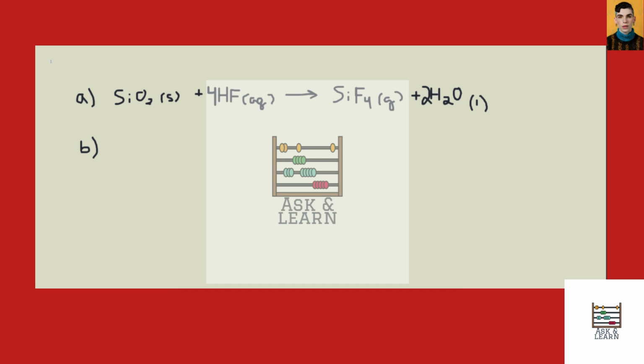And then part B, it basically tells us that to form solid calcium fluoride, you can react aqueous solutions of calcium chloride and sodium fluoride, and you would also produce aqueous sodium chloride. And so it wants us to write the complete ionic equation here.